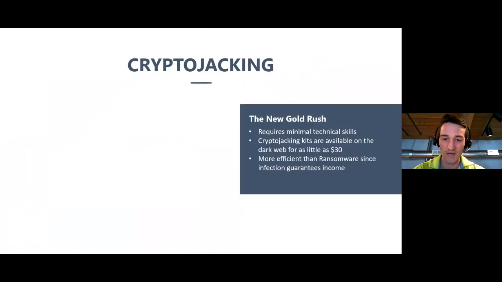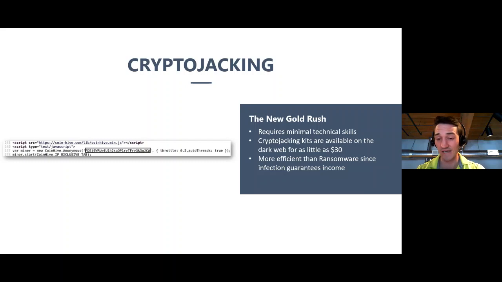So talking about cryptojacking, they call it the new gold rush because it requires very minimal skills. You can buy a cryptojacking kit on the dark web for about $30. And the reason it's become so popular lately, it's actually overtaken ransomware in the US, is because it's a lot more efficient. If somebody's infected with ransomware, there's no guarantee that the hacker will get paid, because you may not pay the ransom, you'll just restore from backup.